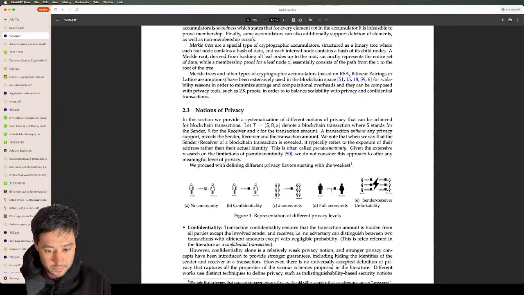Full anonymity, you don't know anything. I think it's called total anonymity in other places. Sender receiver unlinkability. So that's the coin join kind of thing. But how is the coin join different from key anonymity?